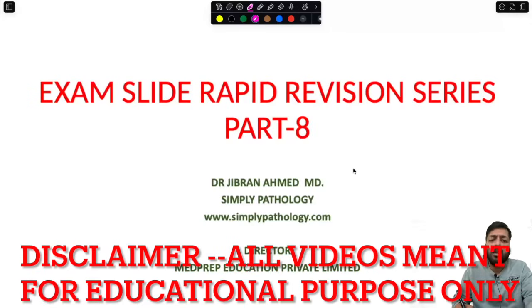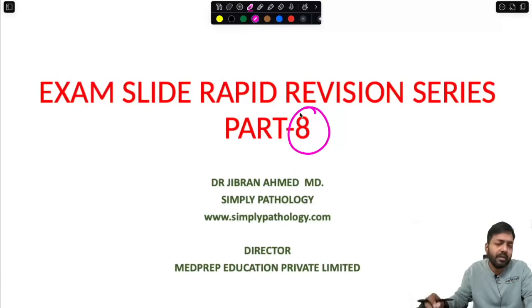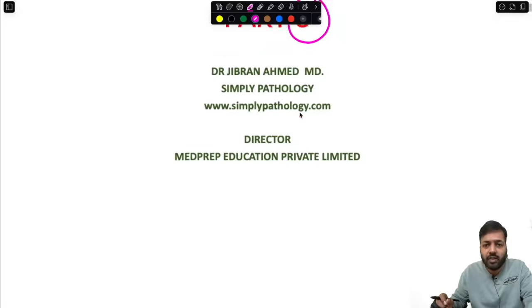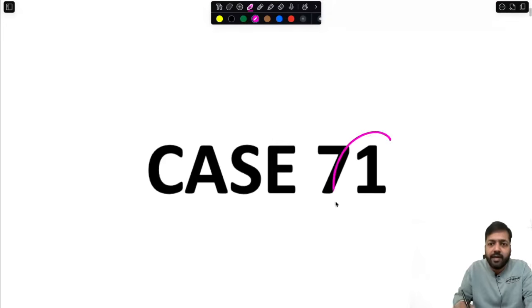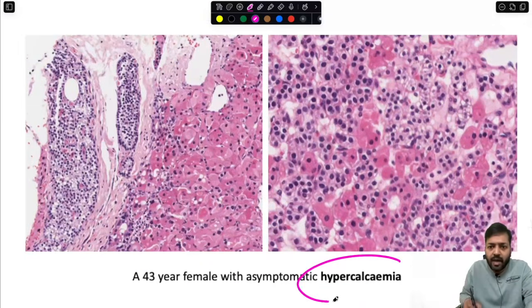We are going to continue our exam slide rapid revision series part 8, and we are back with very important slides. So please pay a lot of attention. Okay. So the case number 71. What we can see over here is a 43-year female with asymptomatic hypercalcemia.